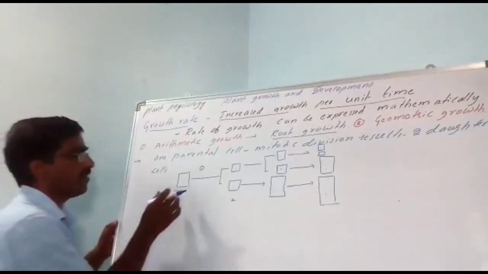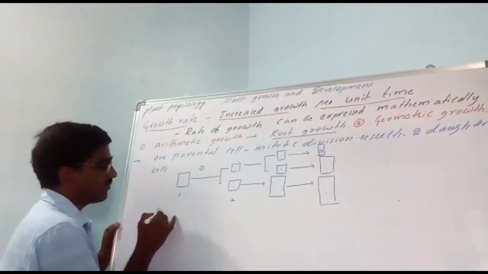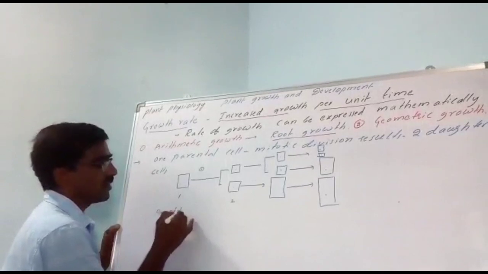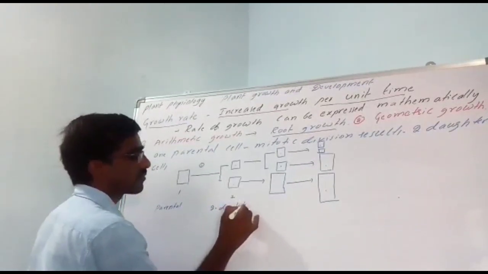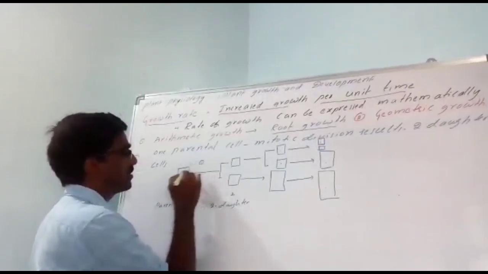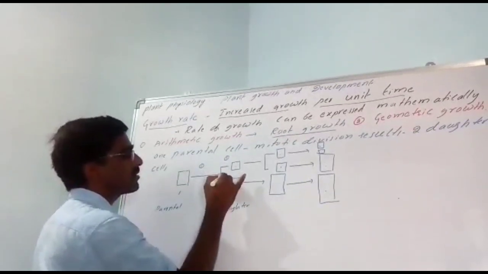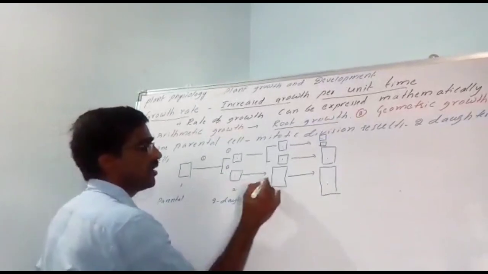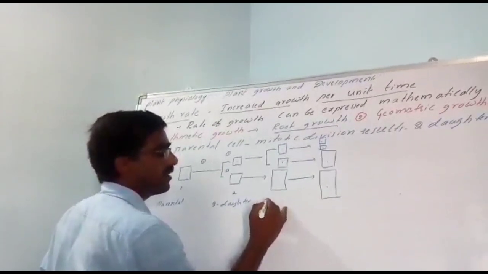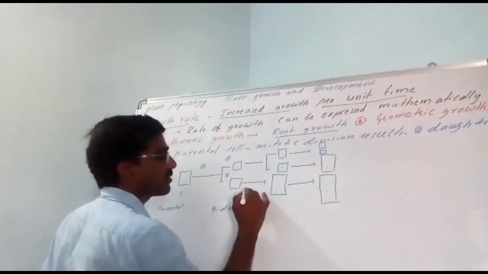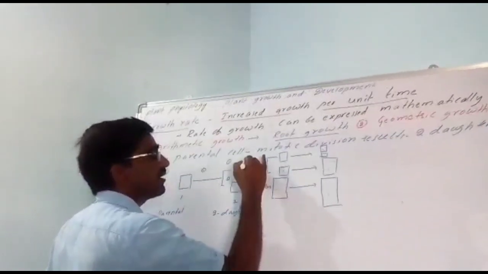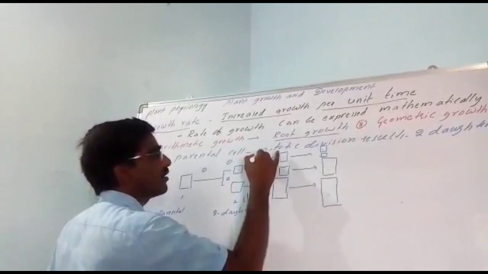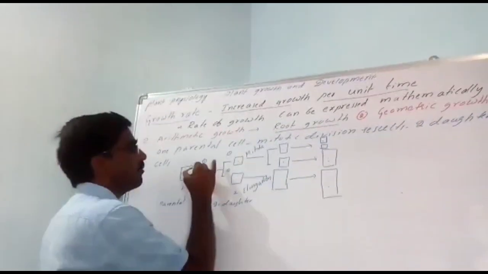Here you see that first one parental cell divides into two daughter cells. Out of these two daughter cells, daughter cell 1 and daughter cell 2, one daughter cell becomes the parental cell and only undergoes the elongation process. Only elongation, but the second one undergoes mitosis. Here is a mitotic division.